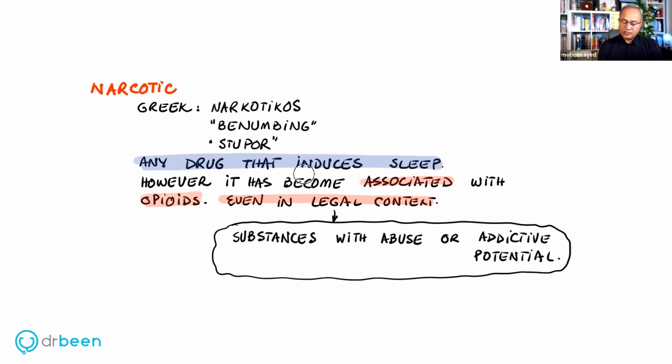So any drug that induces sleep is actually something that is going to cause narcosis or sleep. However, it has become associated with opioids, even in legal context. So narcotic, generally sleep-inducing substances, anything. But in medical and legal context, mostly the opioids are called narcotics.